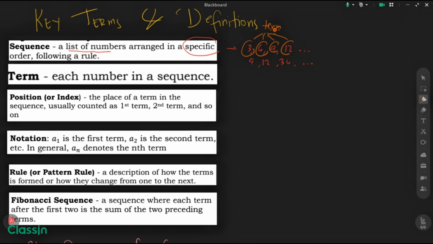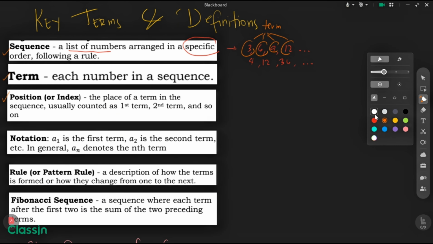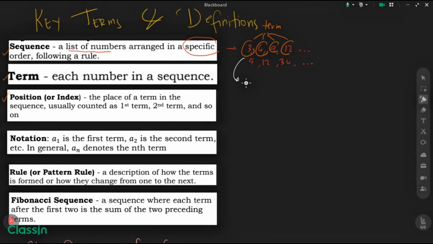Next one, we are done with term and sequence. The third one is position, or the index. It is the place of a term in the sequence, usually counted as first term, second term, and so on. So in this example, this will be our first term, second term, third term, fourth term. That's how we do it. Next one is for the notation.